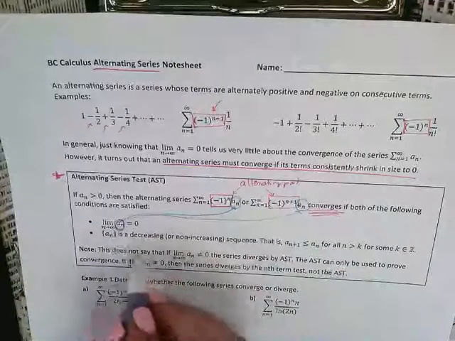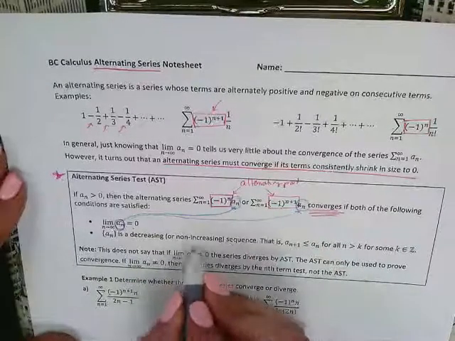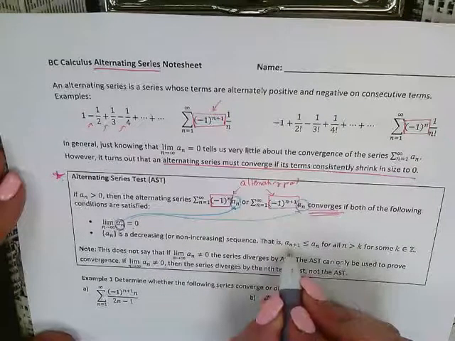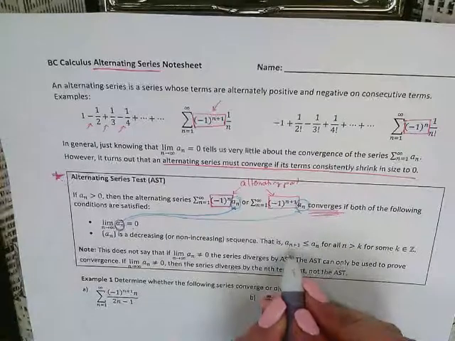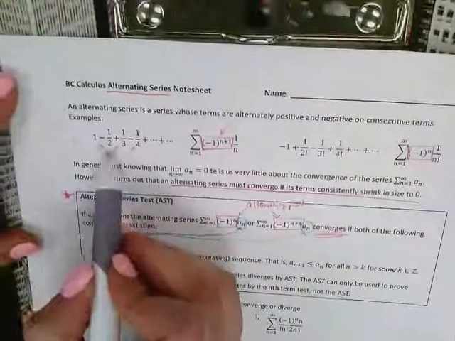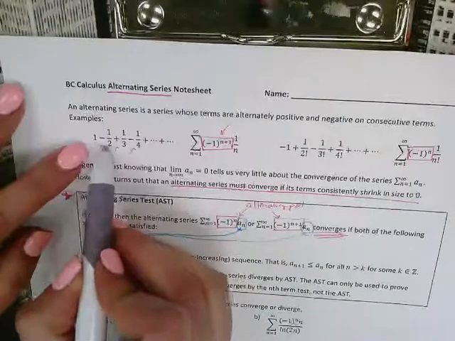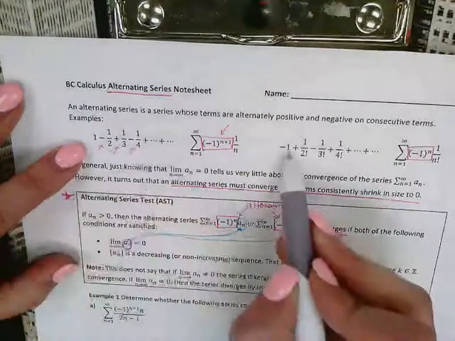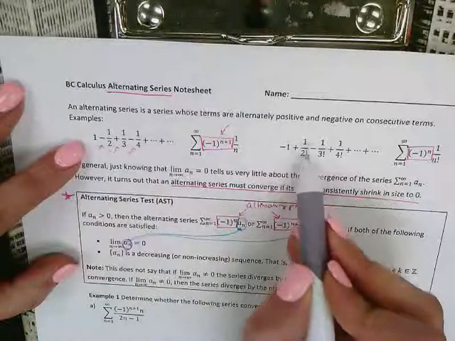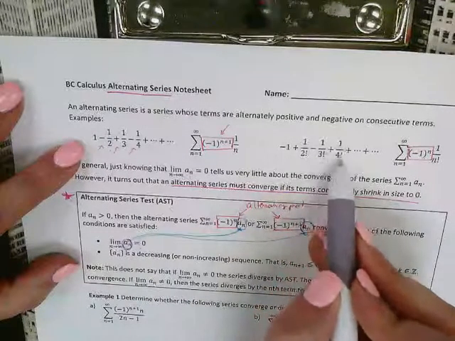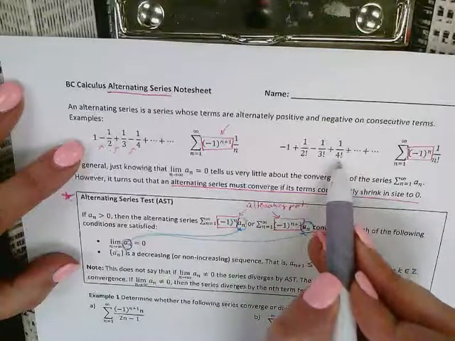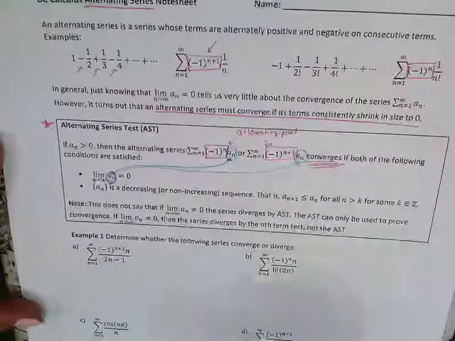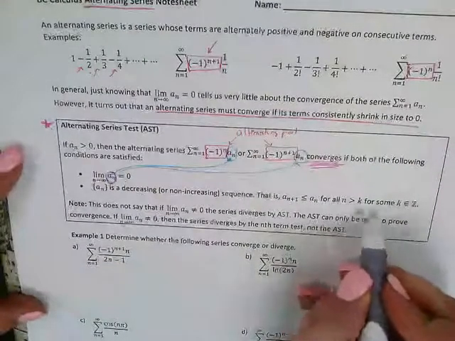And of course, a_n is a decreasing or not increasing sequence. That means this sequence has to be decreasing. For example, you start at 1, you go to 1/2, you go to 1/3, you go to 1/4, okay? And here you start at 1, you go to 1/2, you go to 1/6, you go to 1/24, and so on, for all n greater than k.